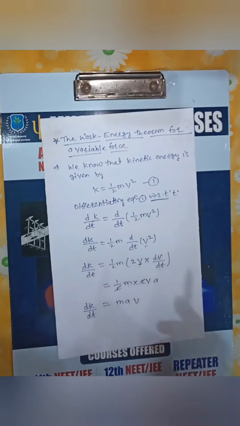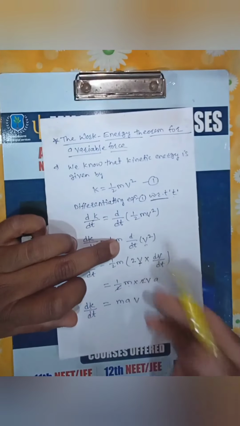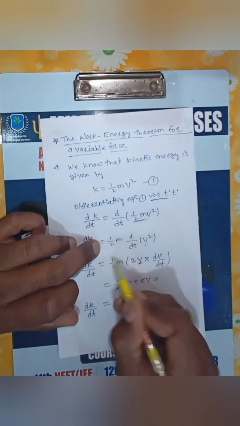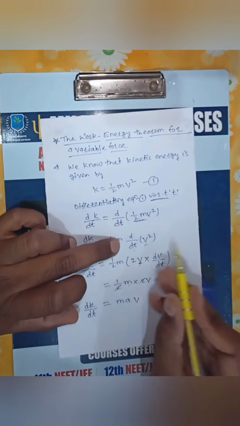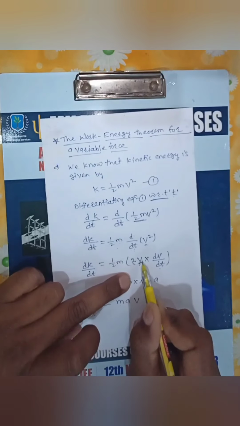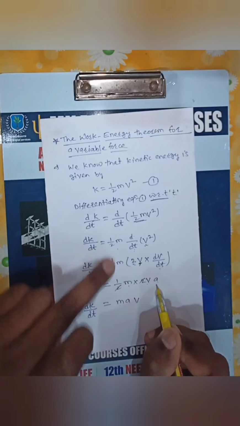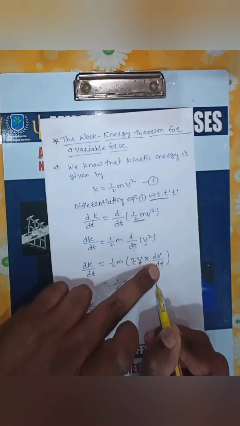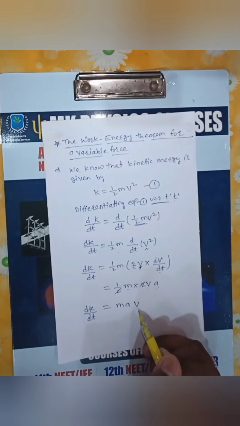See here, I can explain the differentiation once again. dK by dt is equal to half m. Only this half m is constant, therefore we take it outside of the differentiation. Then d by dt of v square. The differentiation of v square is 2v. Then again we differentiate this v with respect to t, that is dv by dt, which is acceleration. The remaining part, half m 2v, stays as it is. These two cancel, then m into a into v.